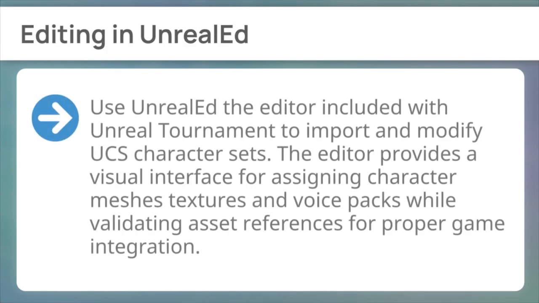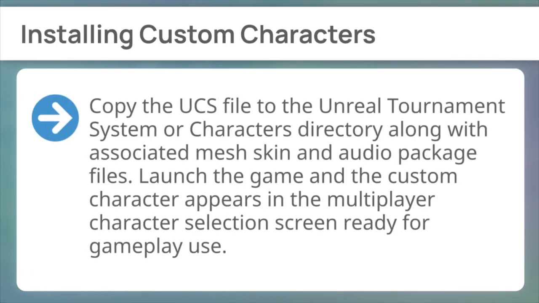Next, editing in UnrealEd. Use UnrealEd, the editor included with Unreal Tournament, to import and modify UCS character sets. The editor provides a visual interface for assigning character meshes, textures, and voice packs while validating asset references for proper game integration. Finally, installing custom characters. Copy the UCS file to the Unreal Tournament system or characters directory, along with associated mesh, skin, and audio package files. Launch the game, and the custom character appears in the multiplayer character selection screen, ready for gameplay use.